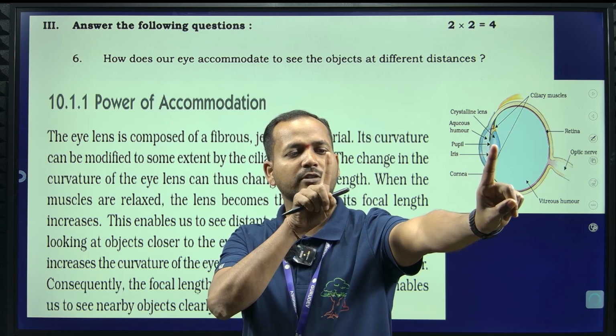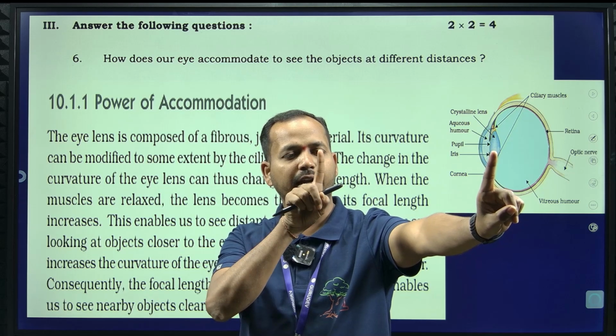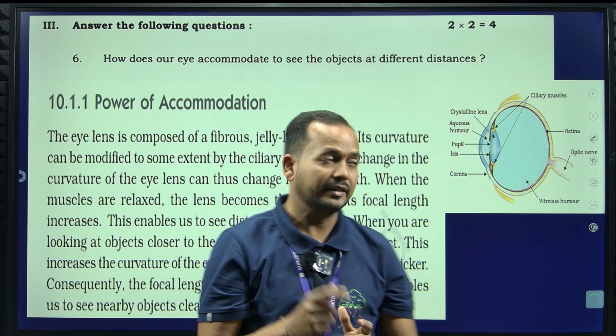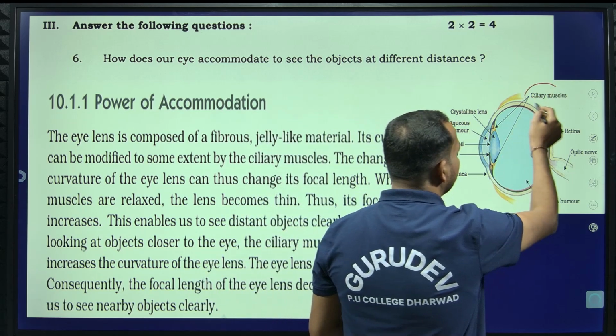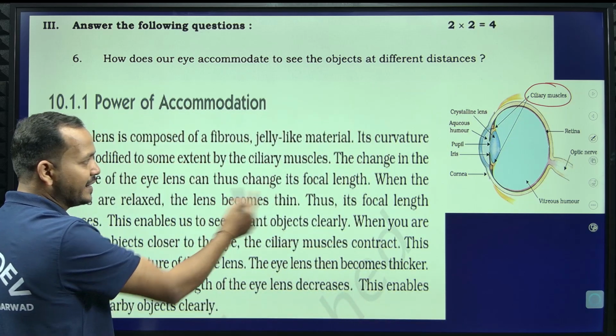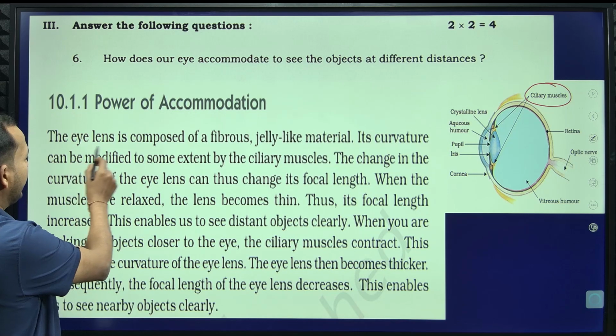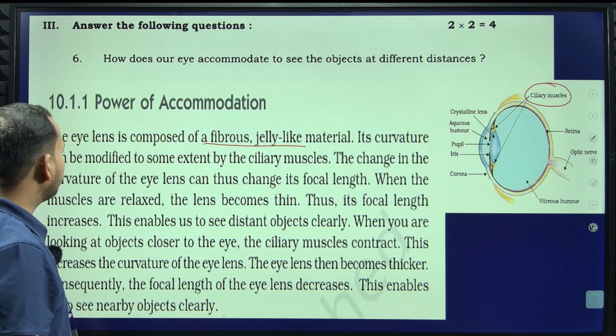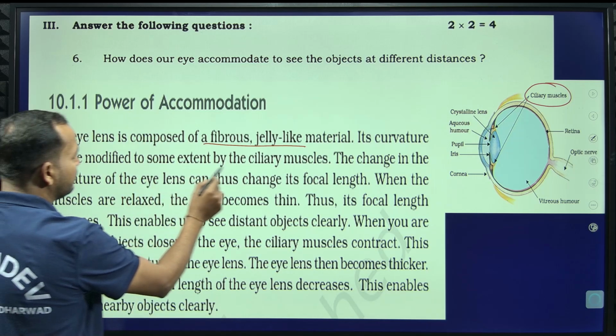First you observe this finger, and later you observe that there is some relaxation in the muscles. That is because of the ciliary muscles. These ciliary muscles are very important, so you have to go through these lines. Look here: the eye lens is composed of fibrous, jelly-like material. Its curvature can be modified to some extent by the ciliary muscles.